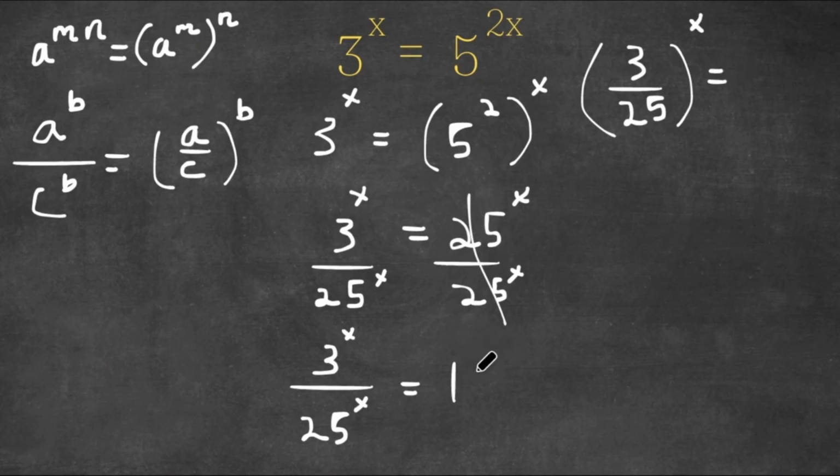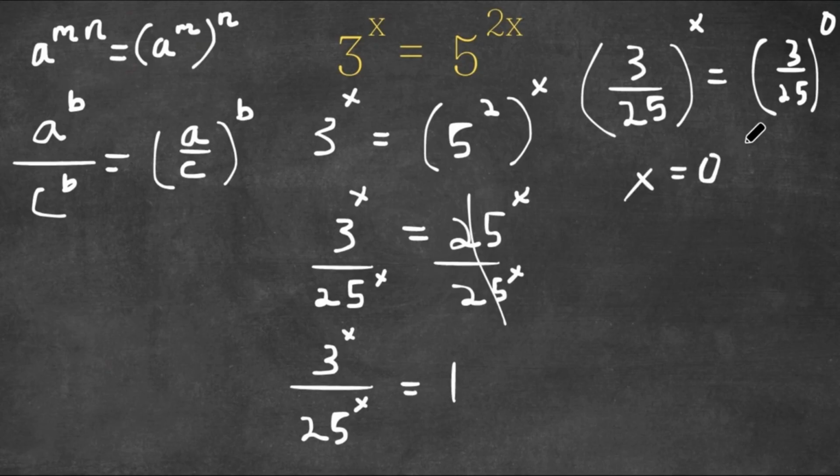However, I'm going to rewrite 1 as 3 over 25 to the power of 0. Now, because both of these bases are the same, that means the exponents are the same as well, meaning x is equal to 0. So this is our answer.